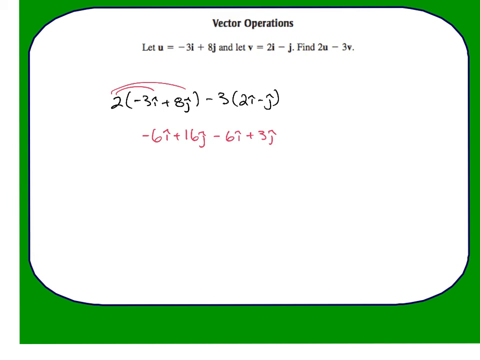So now I need to combine like terms. So how many i hats do I end up with? Negative 12 i hats and 19 j hats. What did the resultant vector do? Left 12 and up 19. All right, well, left 12 and up 19. You try.